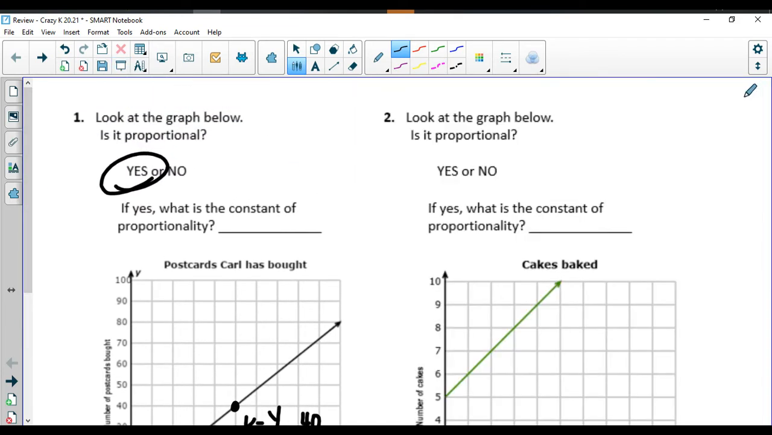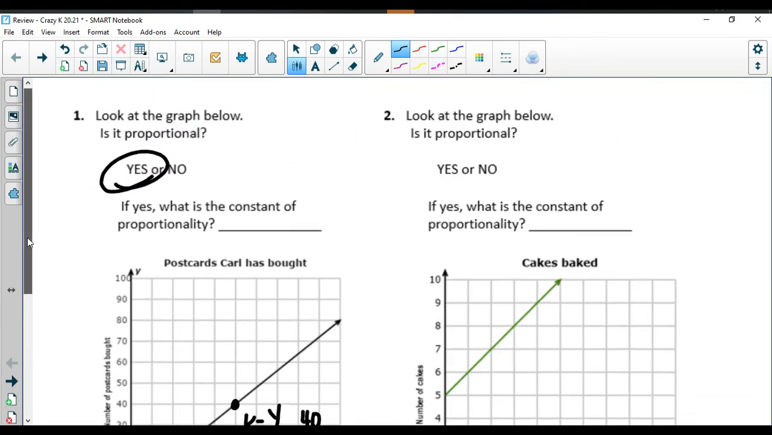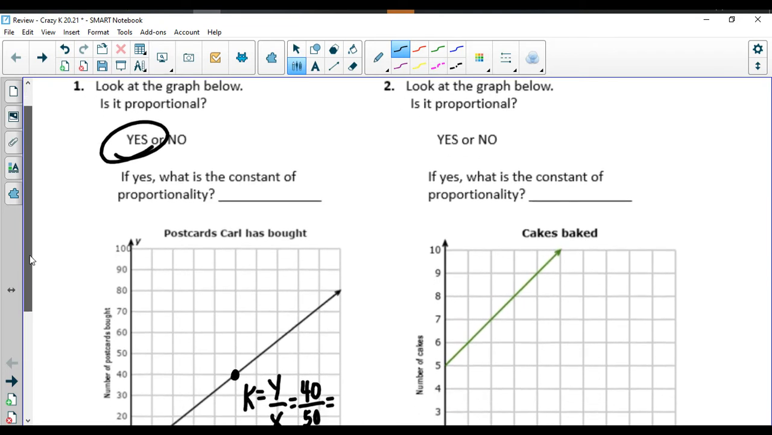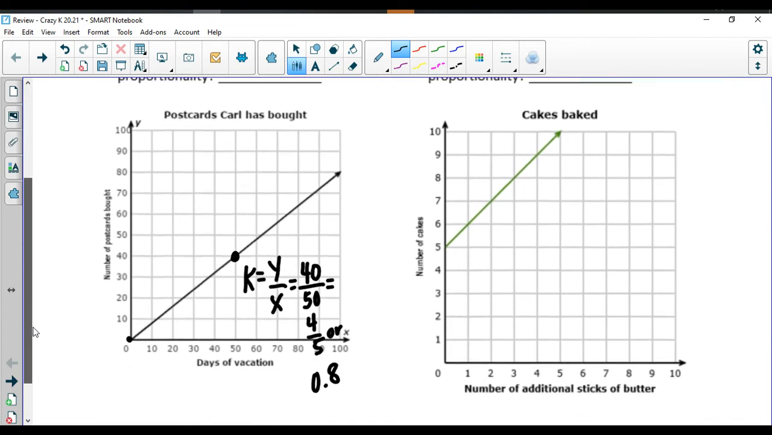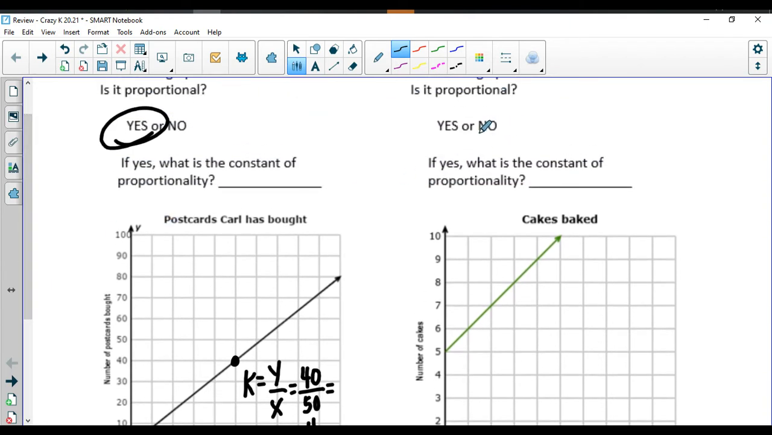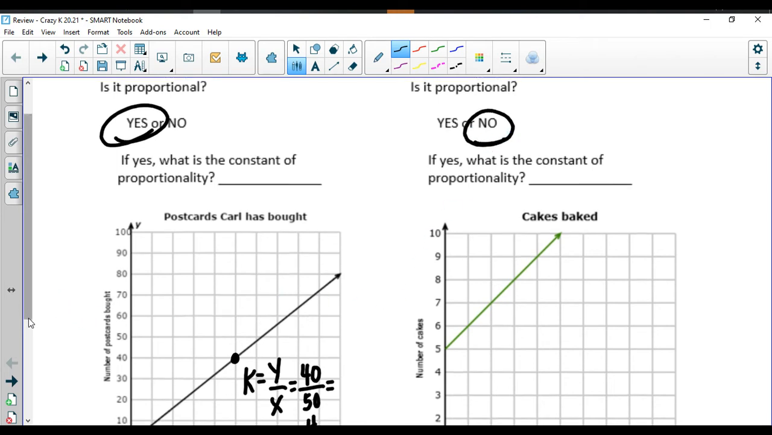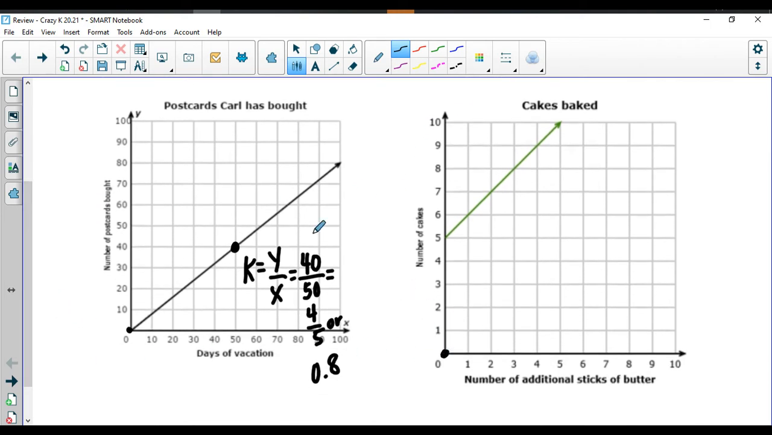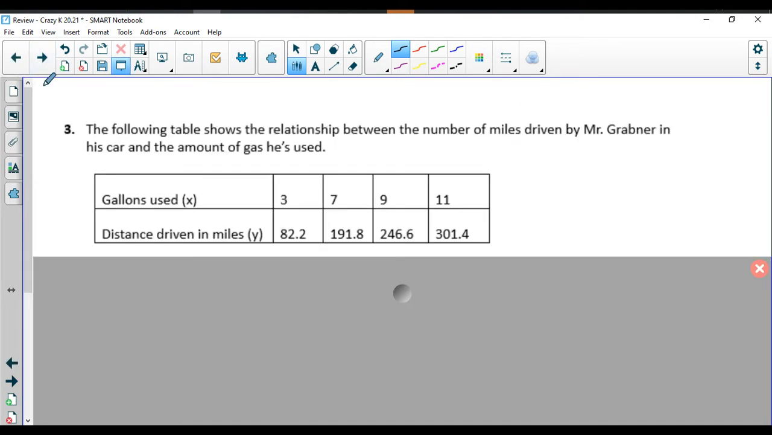For question number 2, same thing. You're going to look at the graph. Is it proportional, yes or no? And then if yes, I'll prompt you again for the constant of proportionality. Take a look at this graph. Proportional, yes or no? This graph is not proportional. It is a straight line. However, it does not go through the origin. So there is no constant of proportionality here.